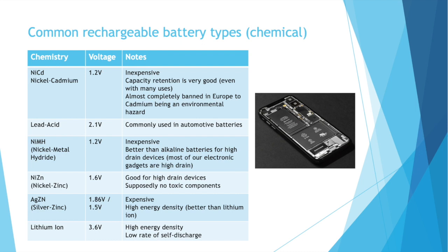So those were common battery sizes and ratings, but what about common battery types? The chemical composition. Well, you have nickel cadmium. These usually have a voltage of 1.2 volts.